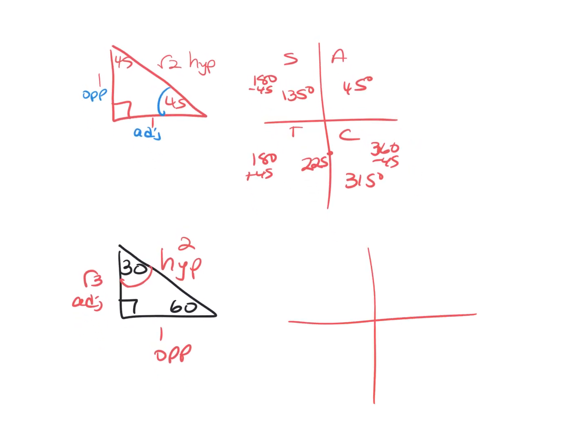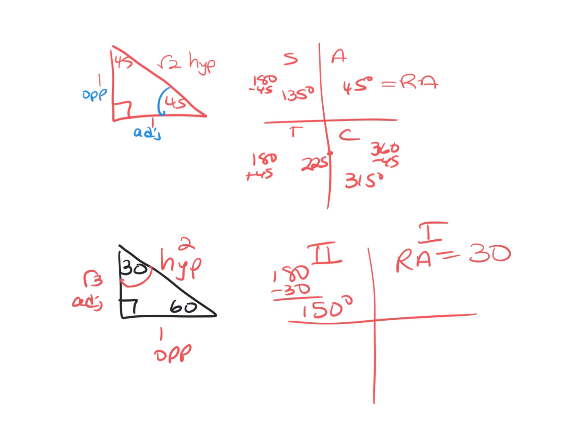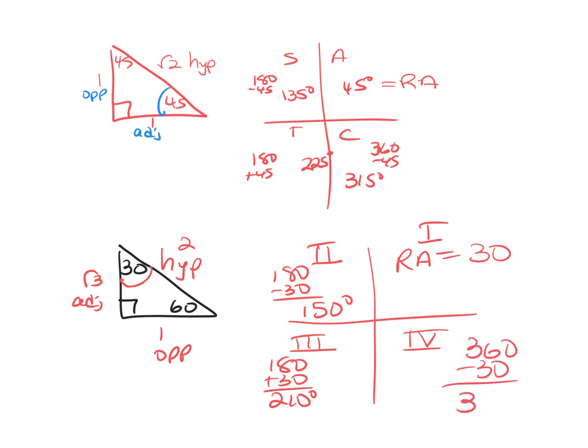So if your reference angle in quadrant number 1 is 30 degrees, that's your reference angle. Remember to calculate quadrant 2's angle measure. You would do 180 minus the 30, and that angle would be 150. Quadrant 3, 180 plus the 30, that'll be 210. And then in quadrant 4, it'll always be 360 minus 30, and that'll be 330.